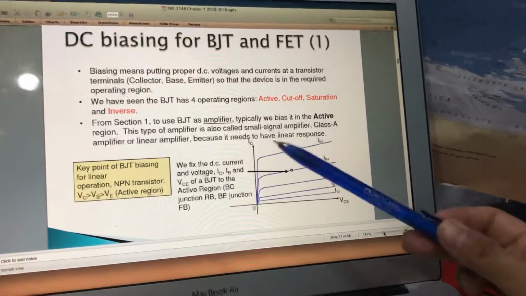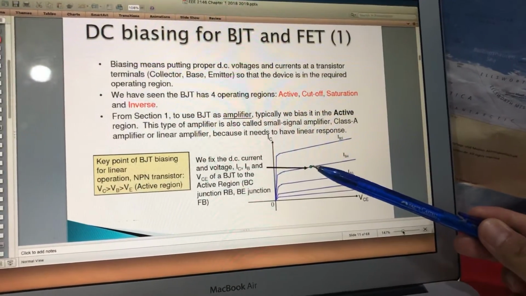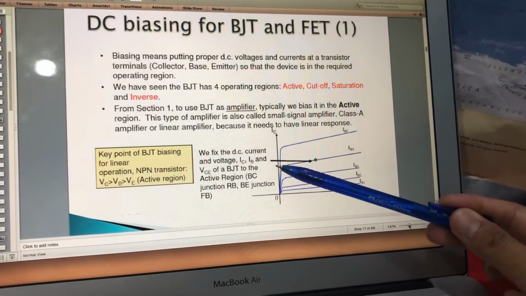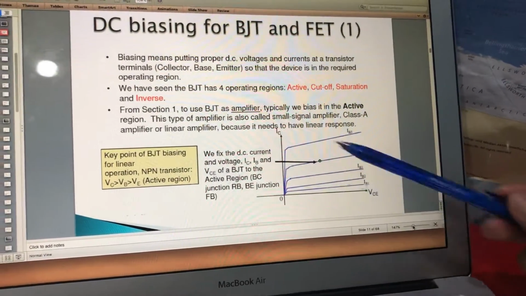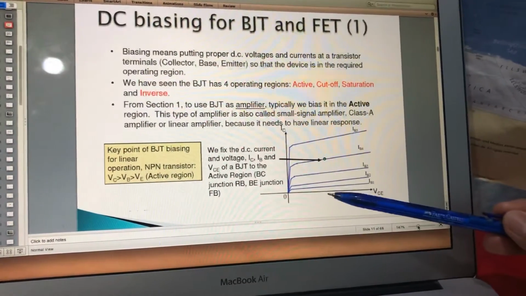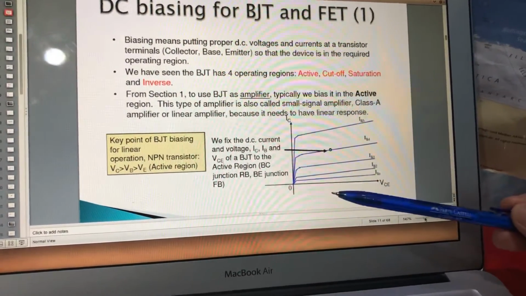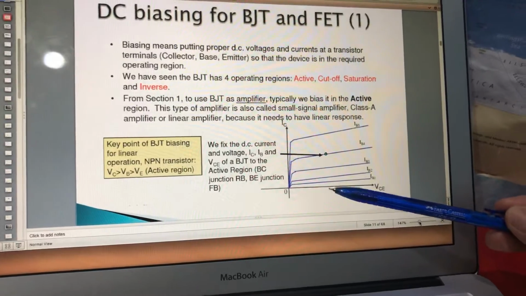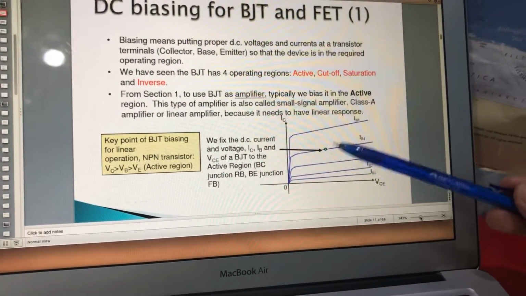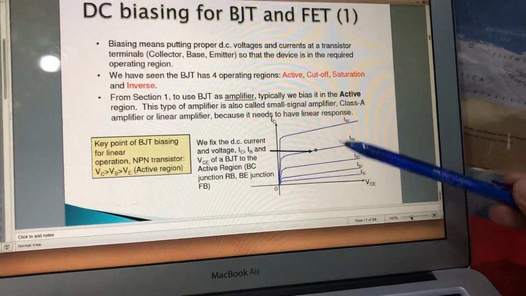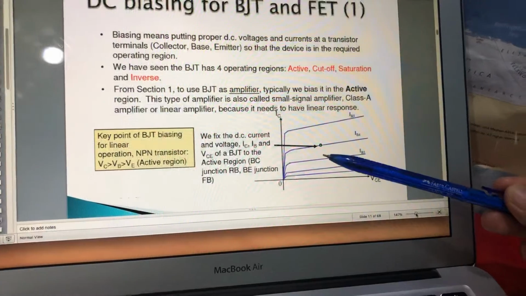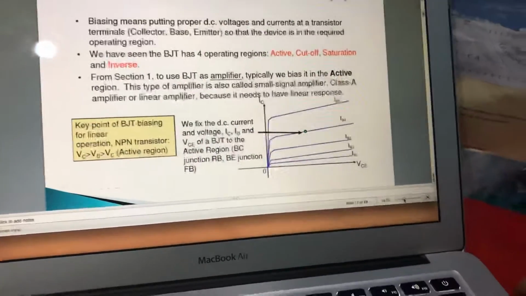If you want to bias it here, we want to have a proper IC current, a proper designed IB current, and we must have a designed VCE voltage, so that it will be in our desired region. If it is in this region, then we will have the BJT working as an amplifier.